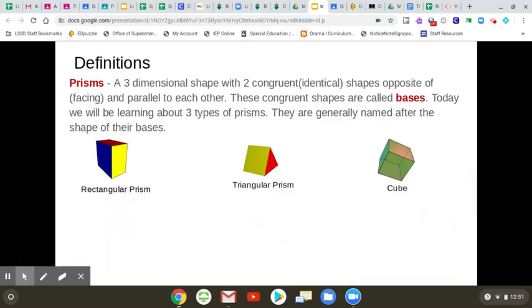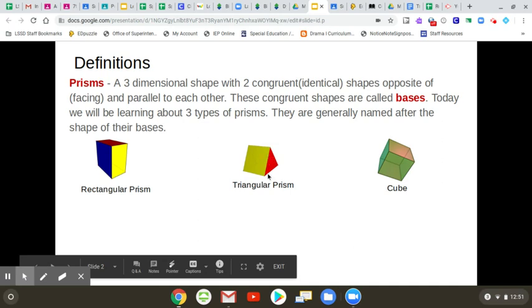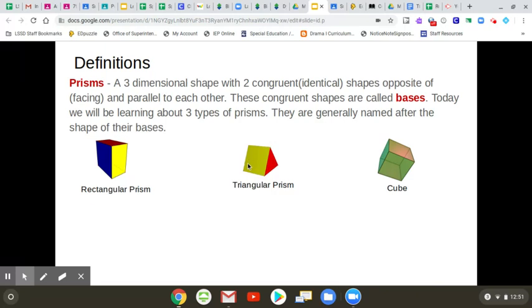What is a prism? Well, it is a three-dimensional shape with two congruent or identical shapes opposite and parallel to each other. So if we look at this triangular prism, we'll notice that there is a triangle here that is exactly the same shape as the triangle on the other side, and it's parallel to it. That is called the base. These congruent shapes are called bases.